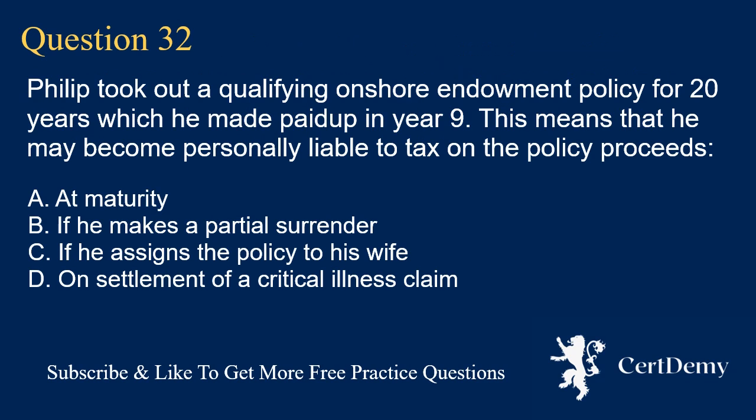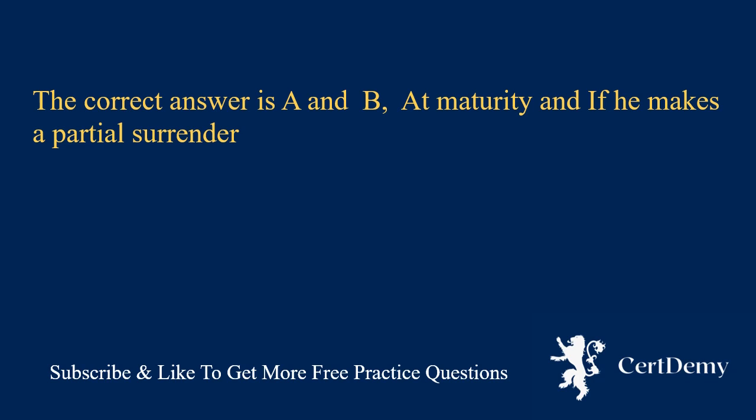Question 32. Philip took out a qualifying onshore endowment policy for 20 years, which he made paid up in year 9. This means that he may become personally liable to tax on the policy proceeds: A. At maturity. B. If he makes a partial surrender. C. If he assigns the policy to his wife. D. On settlement of a critical illness claim. The correct answer is A and B. At maturity and if he makes a partial surrender.